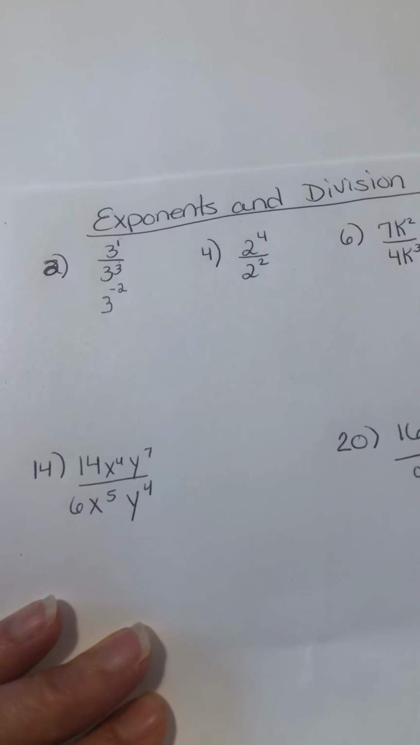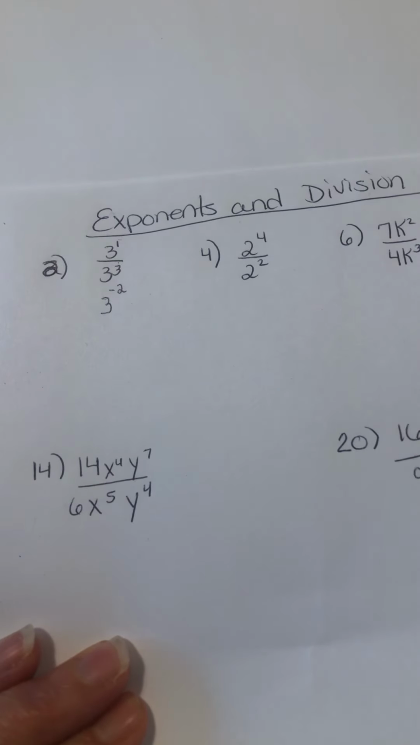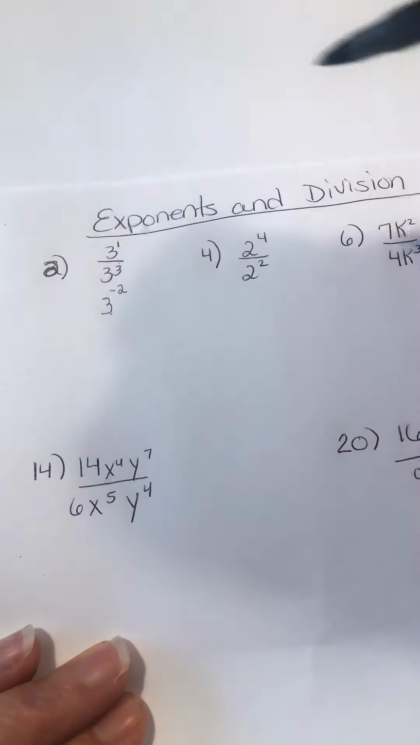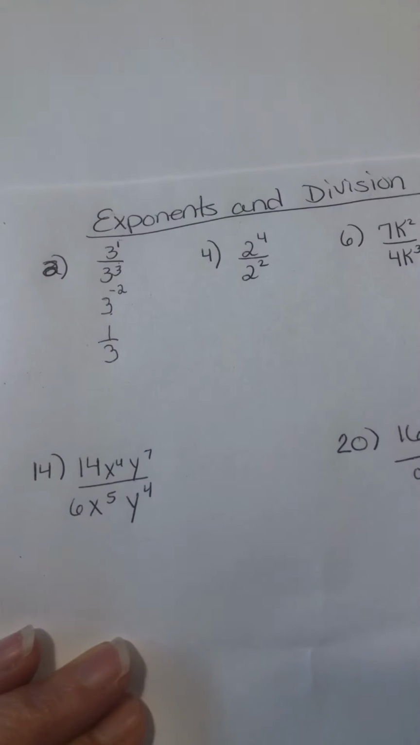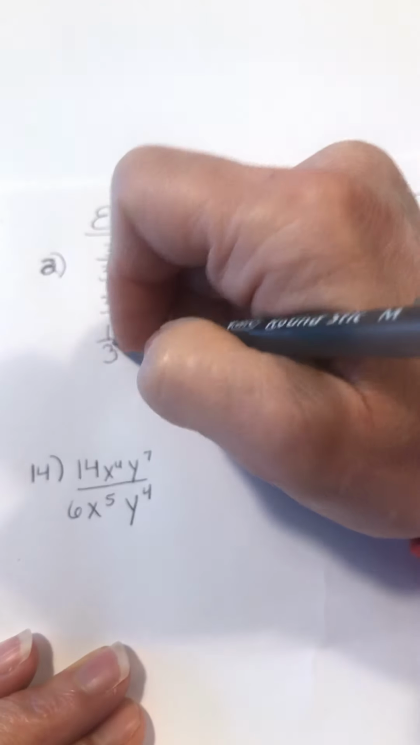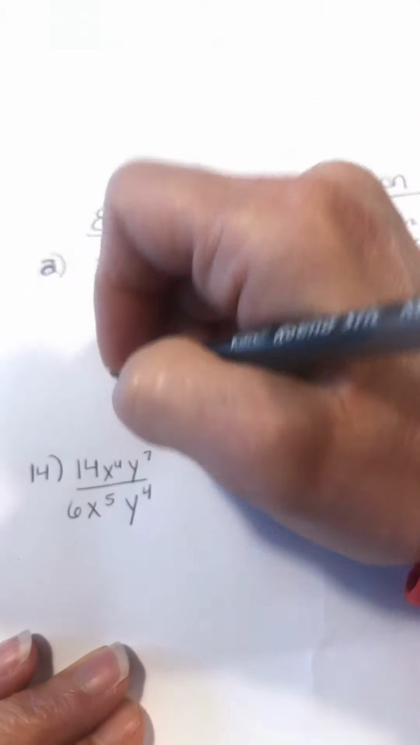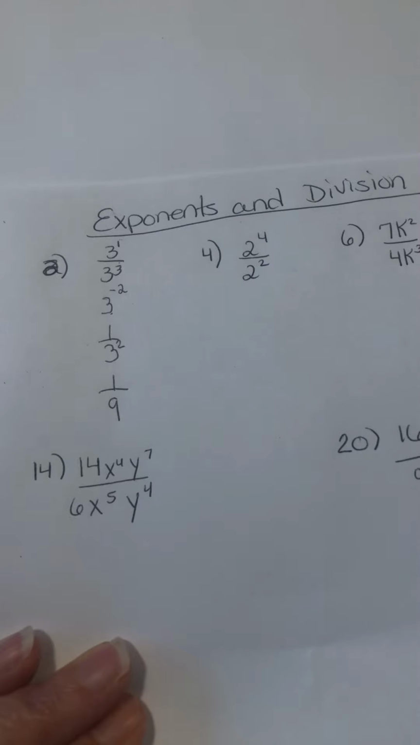And I don't want to leave it this way. It's not really proper in math to leave an exponent as a negative. So remember, when we have negative exponents, we take the reciprocal of the base and we change the exponent to a positive value. So it goes from a negative 2 to a positive 2, and we can rewrite it as 1 over 9.